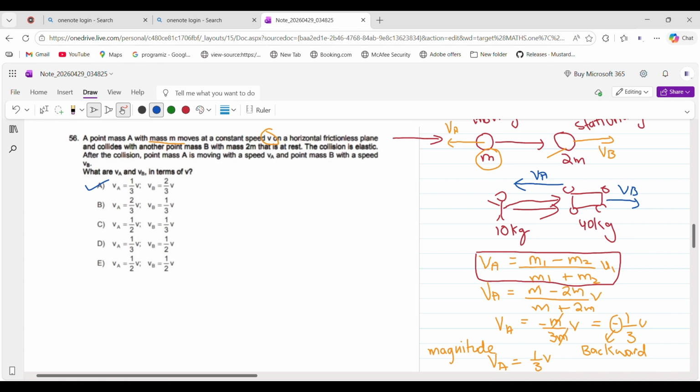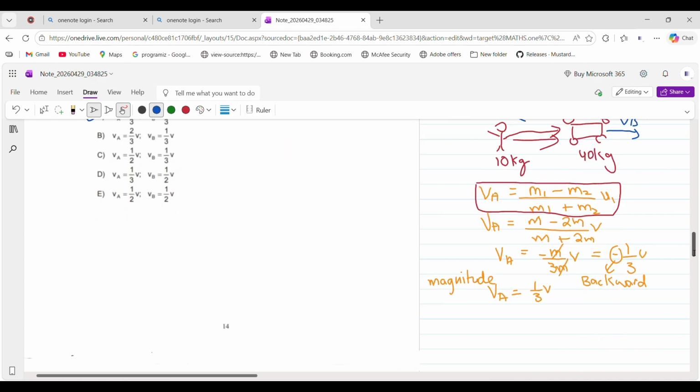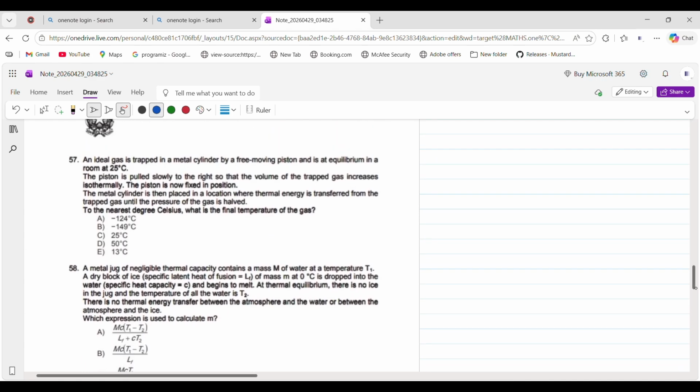Now let's go and solve our second question, which is again not difficult at all, guys. It's very easy. Now see what they are asking us in this question, and we'll of course know about that when we read the question. So our question is, an ideal gas is trapped in a metal cylinder by a free moving piston and is at equilibrium in a room at 25 degrees centigrade. The piston is pulled slowly to the right so that the volume of the trapped gas increases isothermally.